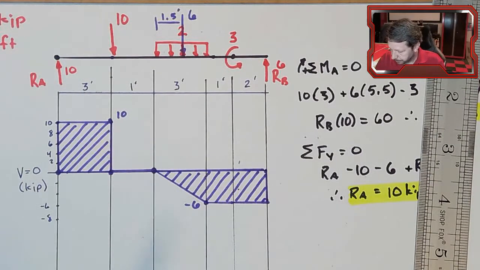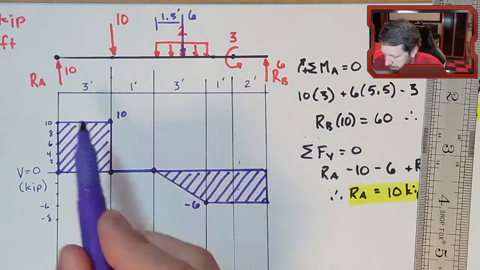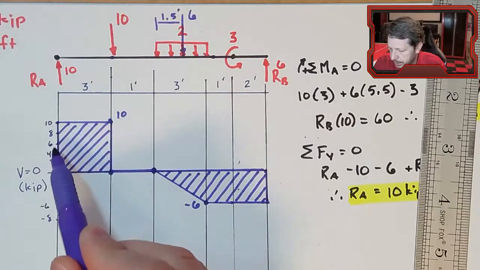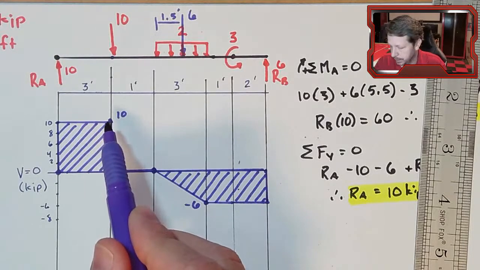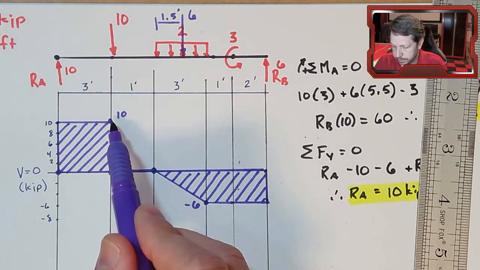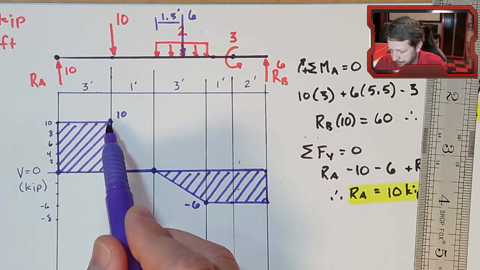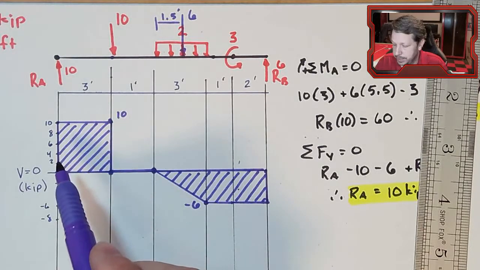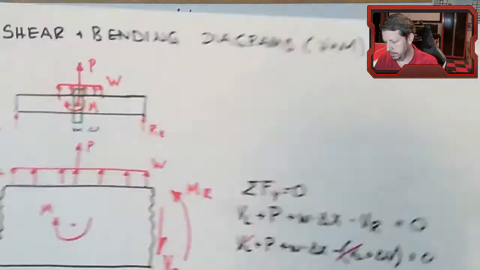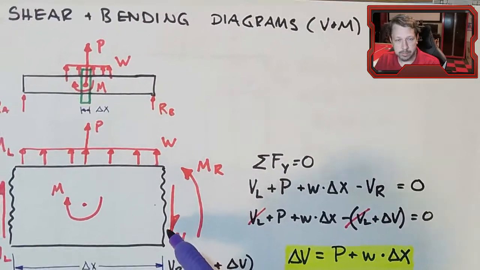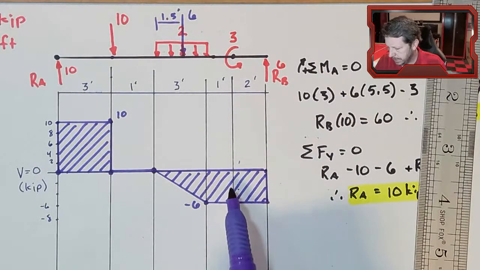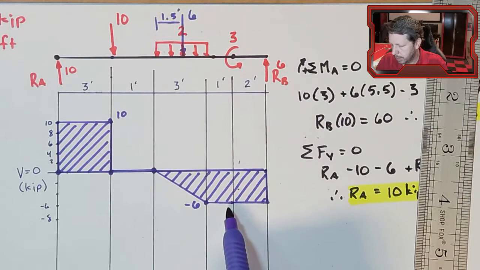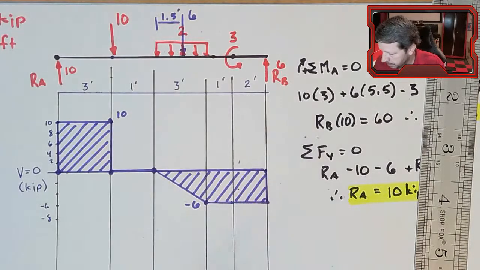So it does tell us that the worst case for direct shear failure would be in this first 3 feet, because that's where I have the largest shear force. I have 10 kips from anywhere from here to here. There are 10 kips of direct shear in that part of the beam. On the very other end, there's 6 kips, so almost as bad, but not as bad.